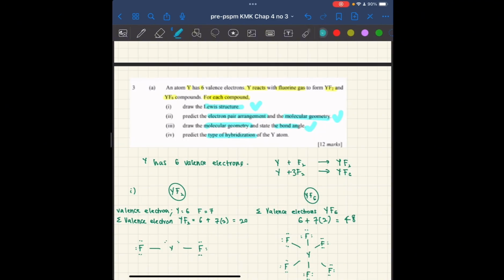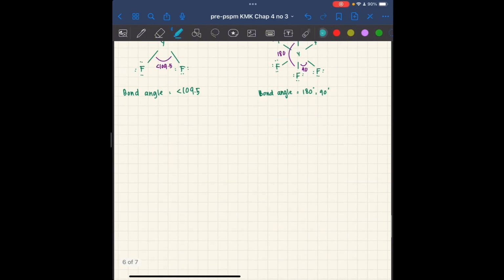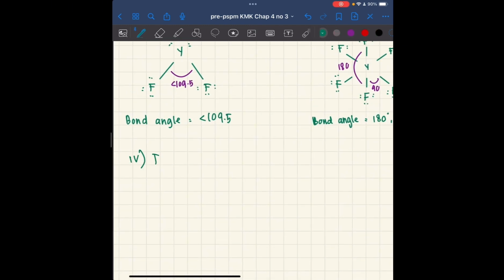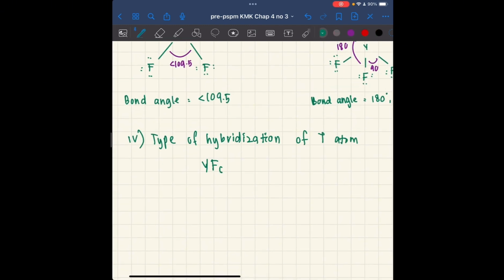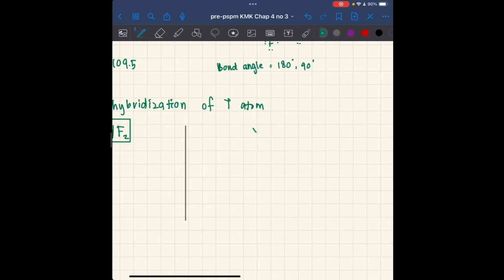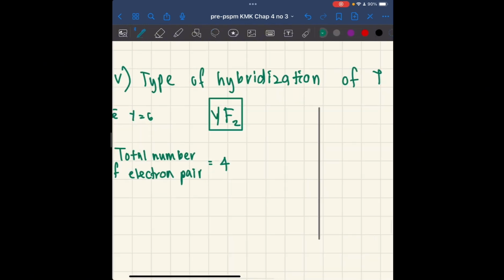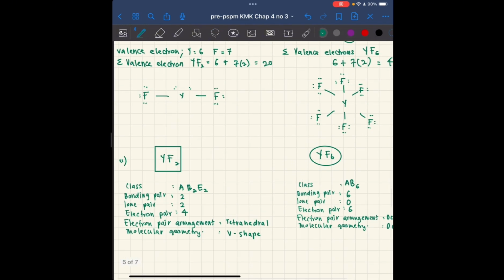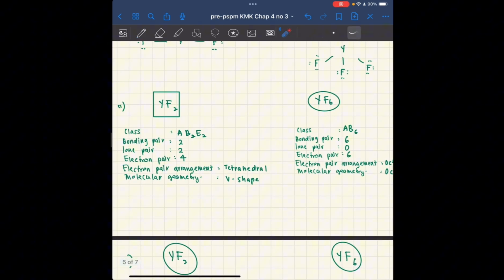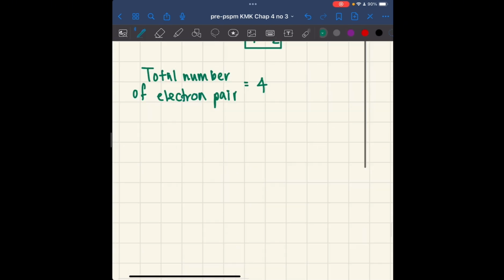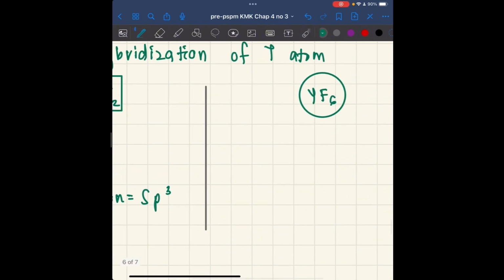The type of hybridization of the Y atom. So the type of hybridization, how do we know this? Go back to the 2 Roman, which is already right here. The electron pair is 4. So the type of hybridization is sp3.